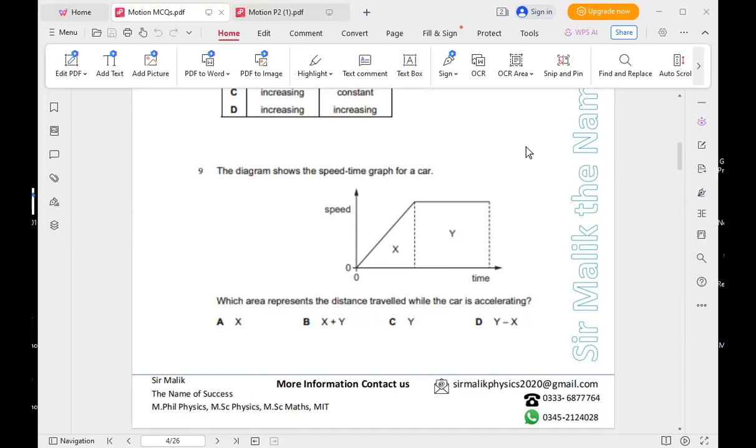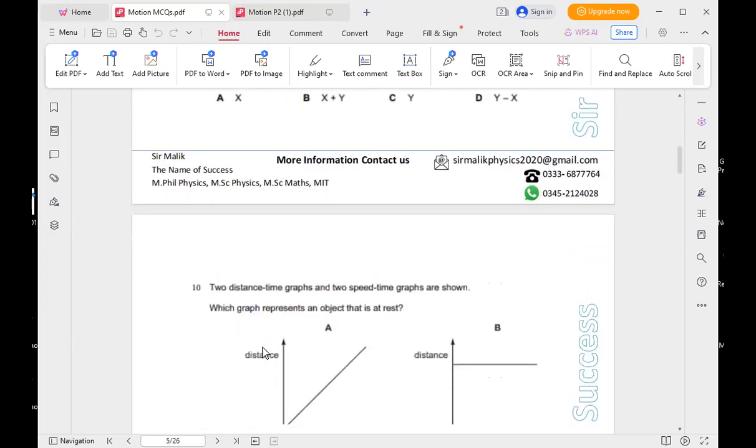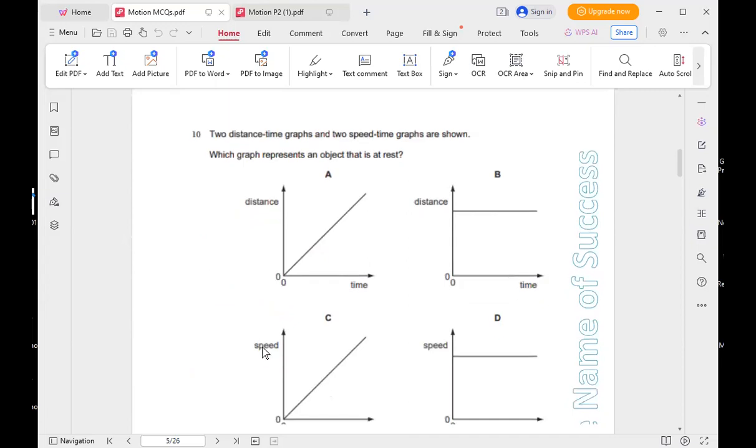Which area represents the distance traveled while the car is accelerating? Which area shows when the car is accelerating? The car accelerates at X. At X, the car is accelerating. At Y, the car speed is constant and acceleration is 0.